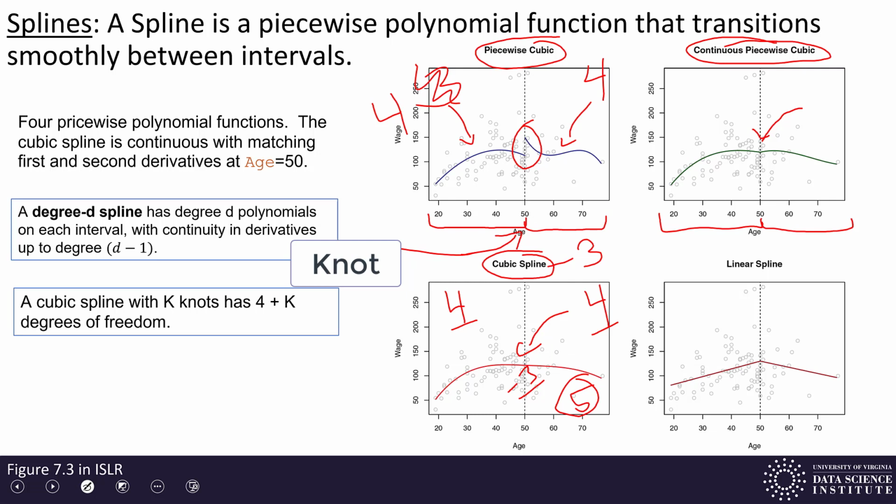So the example we just walked through, there's 1 knot, and so we have 4 plus 1. So we lose degrees of freedom, which is a good thing at those transition points, because having those derivatives makes it so we don't have to determine as many coefficients.